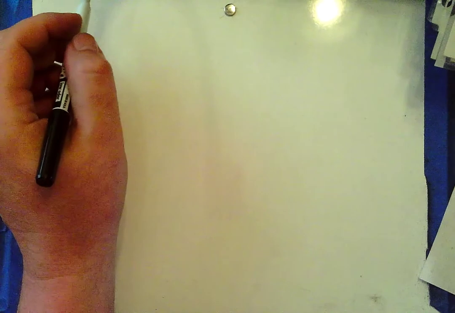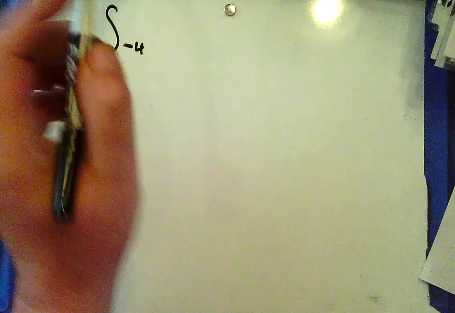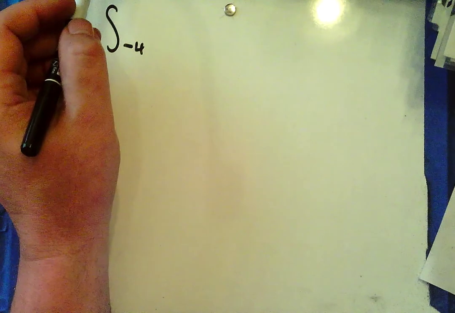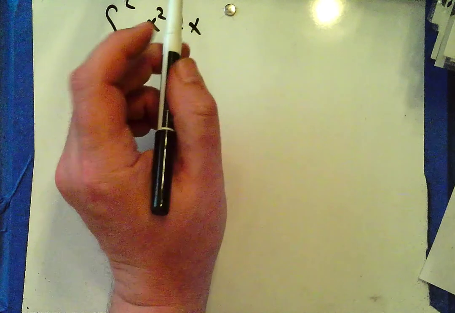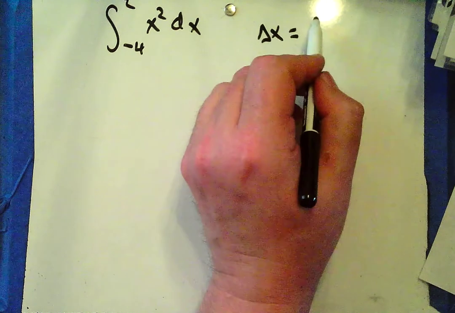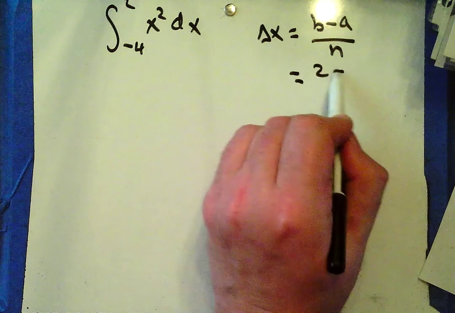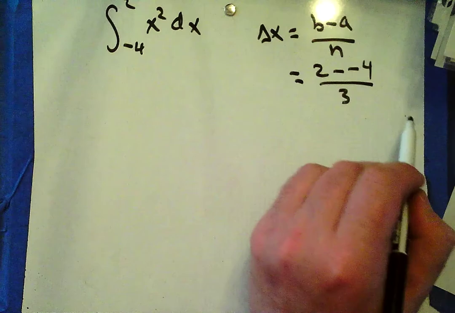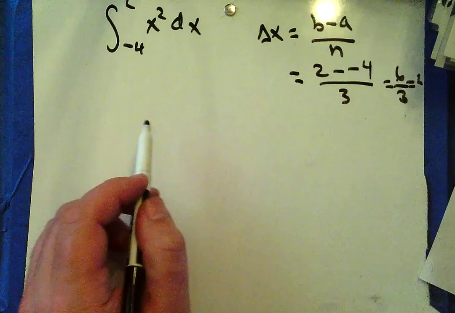We're not using that graph anymore. 20 says the midpoint sum approximation from -4 to 2 of x squared dx using 3 subintervals of equal length. Remember, our subinterval width is b minus a over n. So 2 minus minus 4 over 3 equals 6 over 3, or 2.